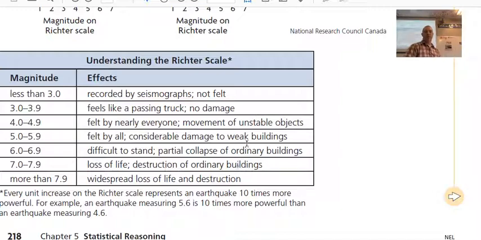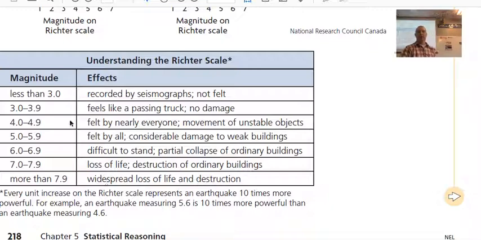Here's some explanation of the Richter scale. The Richter scale is basically a measurement of how intense earthquakes are. So when you hear on the news of an earthquake of magnitude 7.5 or whatever on the Richter scale, you know that that's pretty intense. Anything over 7.9 is very destructive.